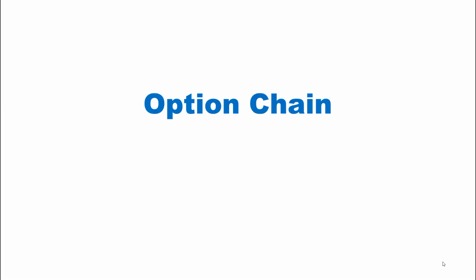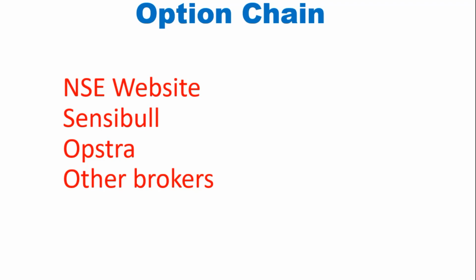Option chain. We can get the option chain from different sources. What are those? So from where can we get this option chain? First, we can make use of the NSE website. Sensibull, Opstra and other brokers will also give the option chain.